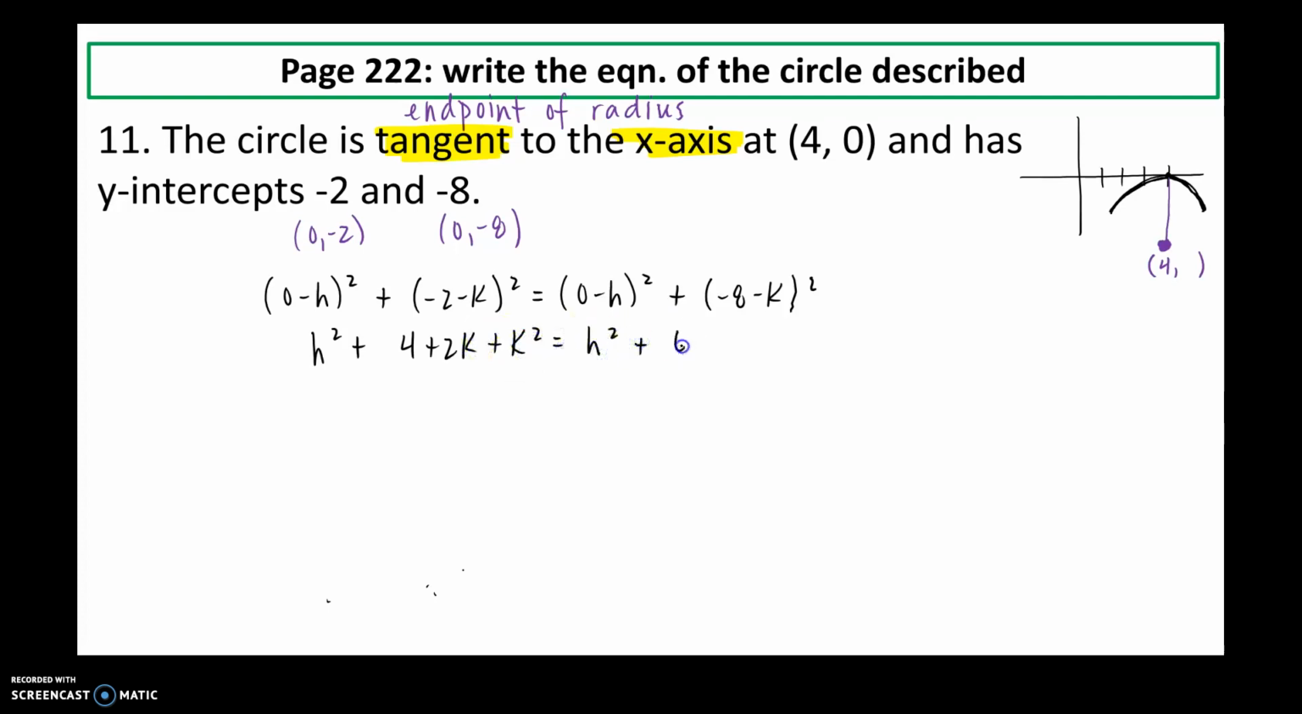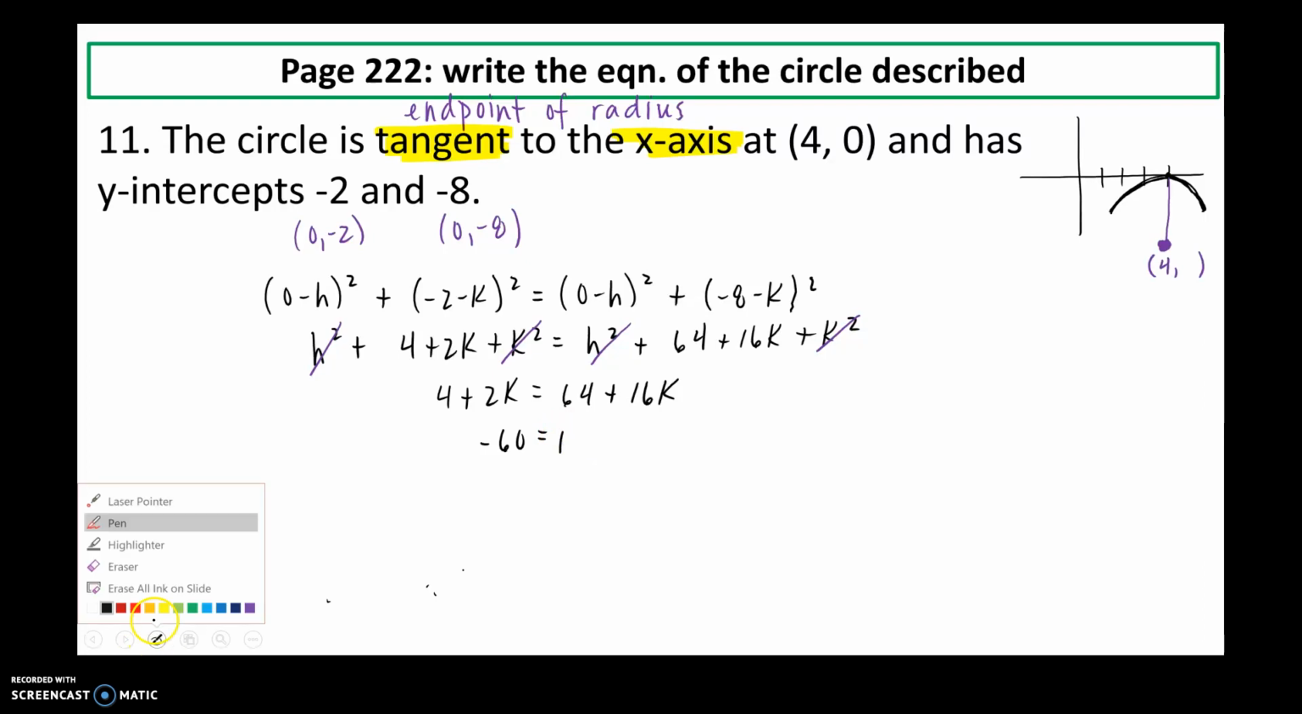This will equal h squared. Square the first, double the product, square the last. Now looking at both sides of the equation, the h squareds cancel, the k squareds cancel, and I get 4 + 2k = 64 + 6k. Subtracting 64, subtracting 2k. Hold on. Oh, this is 4k. Double the product. So I get 12k, and I get negative 5 is the y-coordinate of my center.